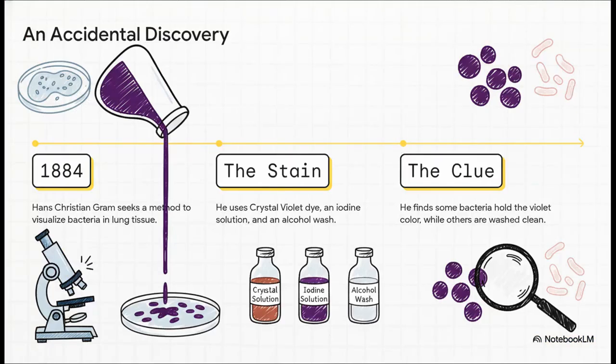So he's in his lab, just tinkering around with different dyes. He sloshes on a violet dye, then an iodine solution to kind of set it, and then he washes it all with alcohol. And what he saw next was totally unexpected. Some of the bacteria, the ones that cause pneumonia, they held on to that deep violet color for dear life. But others, like the ones that cause typhoid, the color just washed right off. He had accidentally stumbled onto something huge.